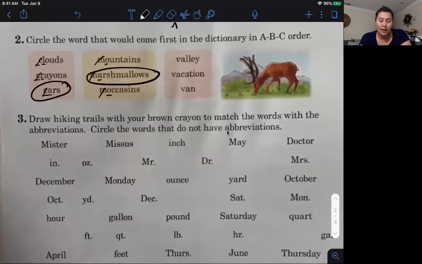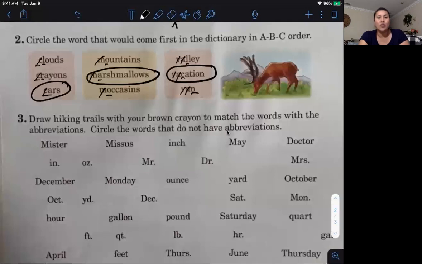Now they're getting tricky. V, V, V, A, A, L, C, N. What comes first? Well, L is towards the middle, N kind of close to L. But what about the letter C? Is that towards the beginning of the ABC? Yes. So vacation. Very good.